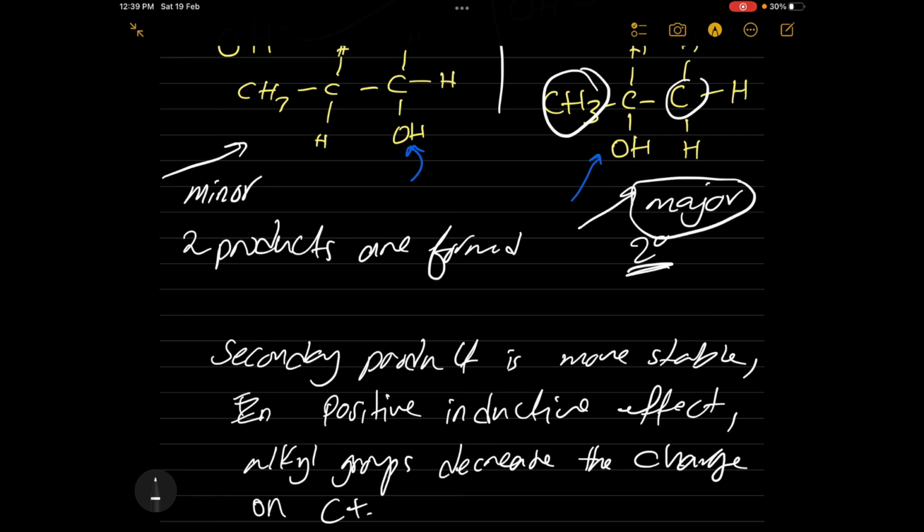One of these is major, one of these is minor. If you have a tertiary carbocation, it will be major for sure. And just remember that the tertiary carbocation is more stable than secondary. Secondary is more stable than the primary.